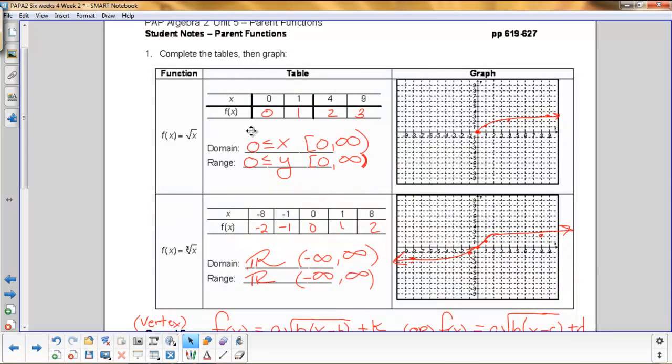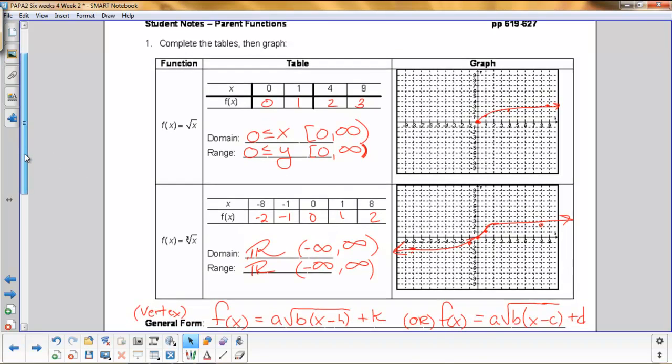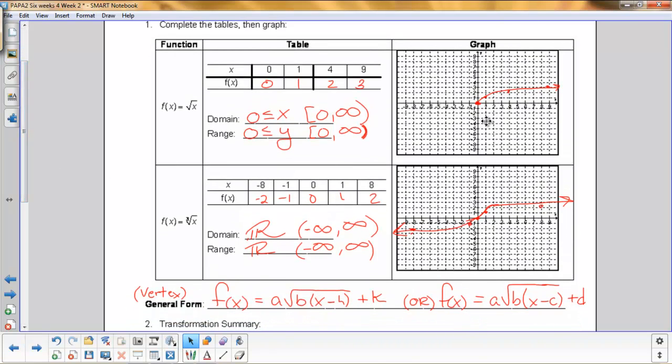Notice in the tables, your domain and range for each is given in both set and interval notation, whichever one you're more comfortable with, but please understand the other as well. Remember, when graphing, you must adhere to those critical values and do your best to graph as closely to them as possible.